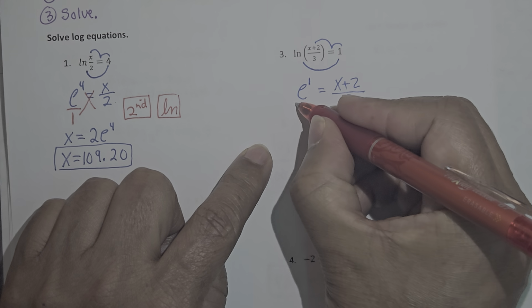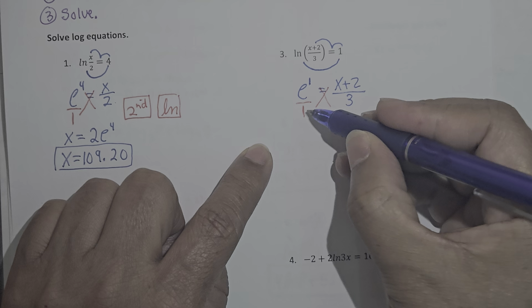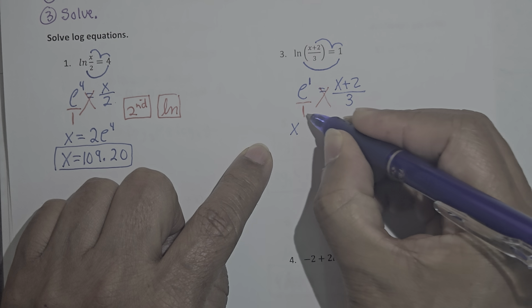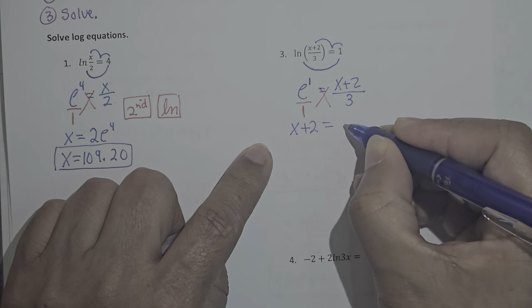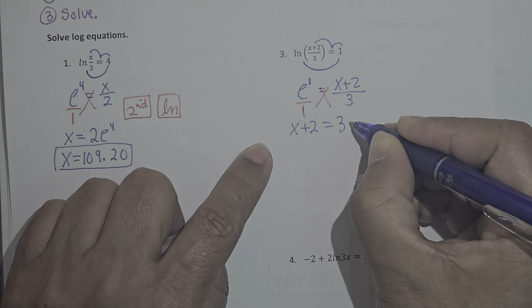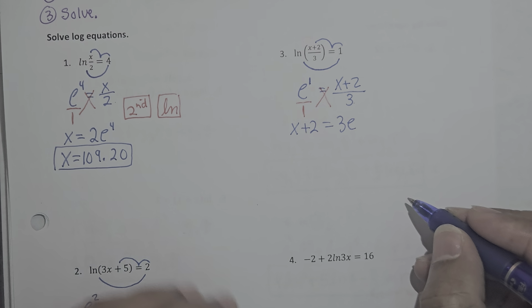Then write a 1 so you can cross multiply. Okay? So 1 times x is x. 1 times 2, that's 2. And then 3 times e to the first is the same as 3 times e. Notice that I'm not writing the power. It's implied to be 1.